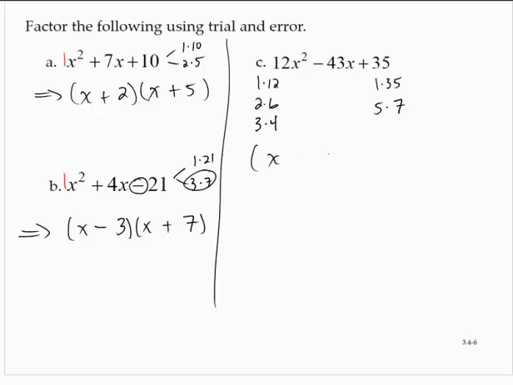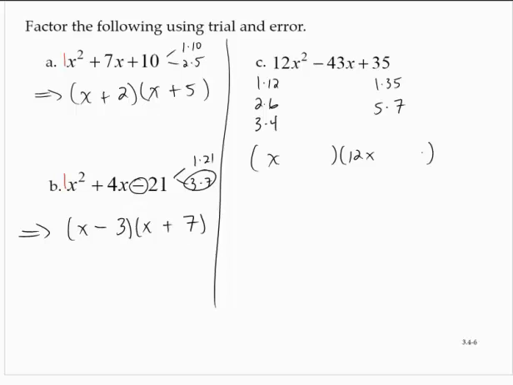So I'm going to try x and 12x with the 1 and the 35. So I'd have x times 35, I'd have a 35x and a 12x. And those add up to 47, so that doesn't work. So then I try something else. I switch it up and I put the 35 here and the 1 here. That would give me a 1x, and a 35 times 12, that's a really big number. So there's no way I'm going to get a 43 out of that.